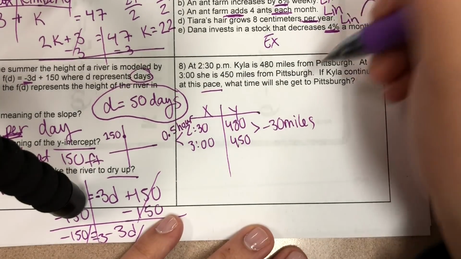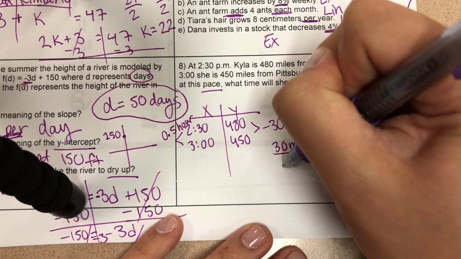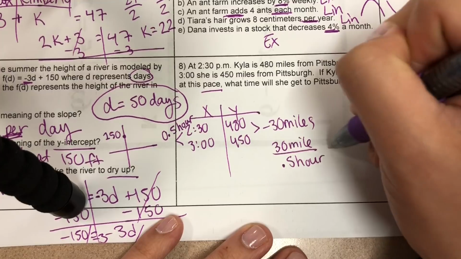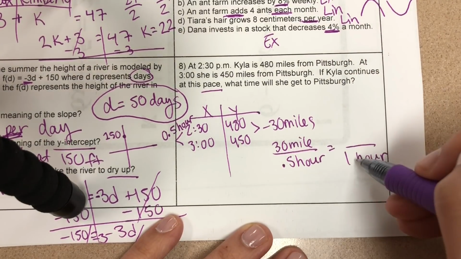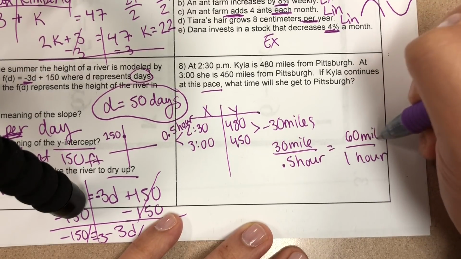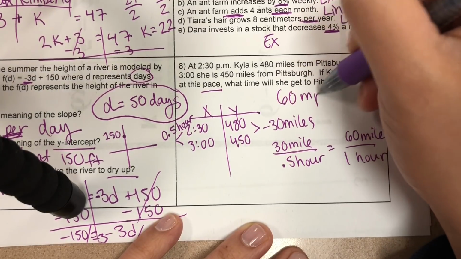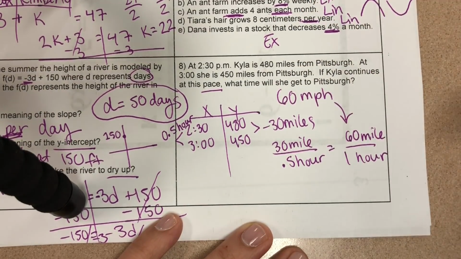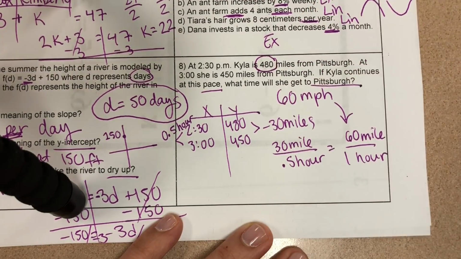So if she is traveling 30 miles every half an hour, how much is she traveling every 1 hour? Well, since this is double, we're going to have to double this too. She travels 60 miles in 1 hour. So at a rate of 60 miles per hour, which we got from here, at what pace will she get to Pittsburgh? Well, she is 480 miles from Pittsburgh.